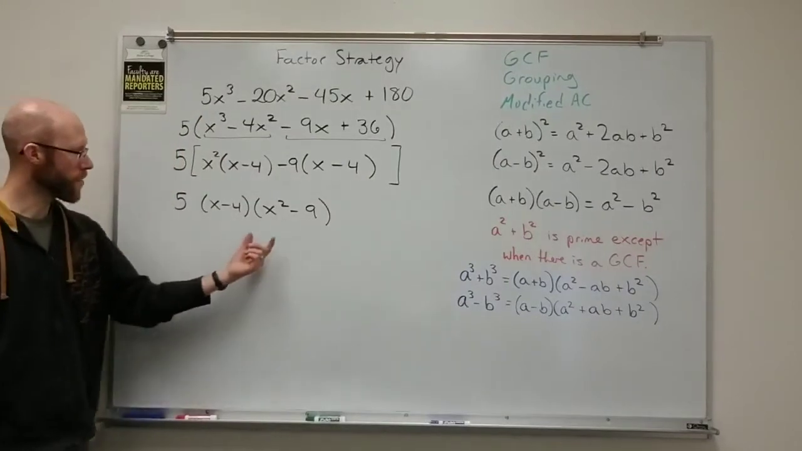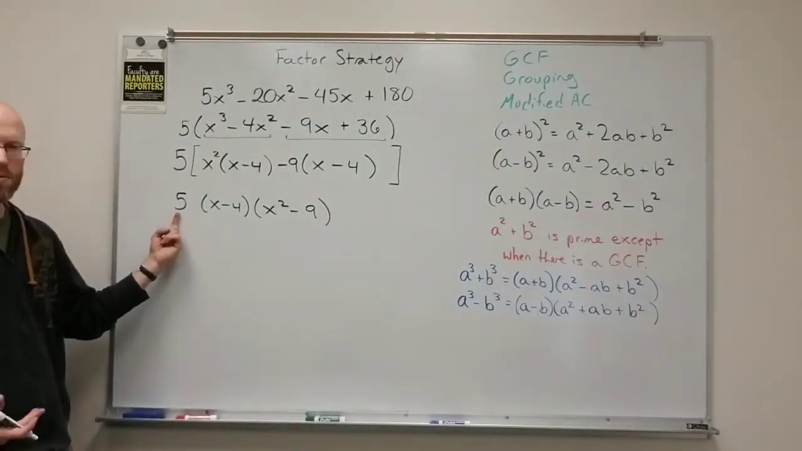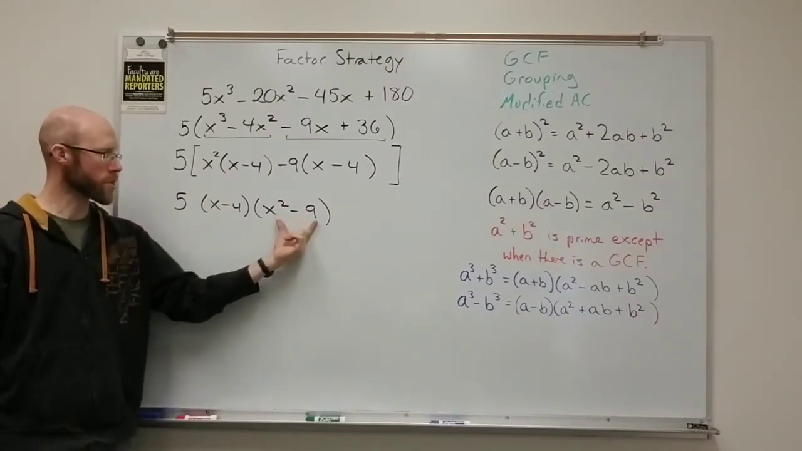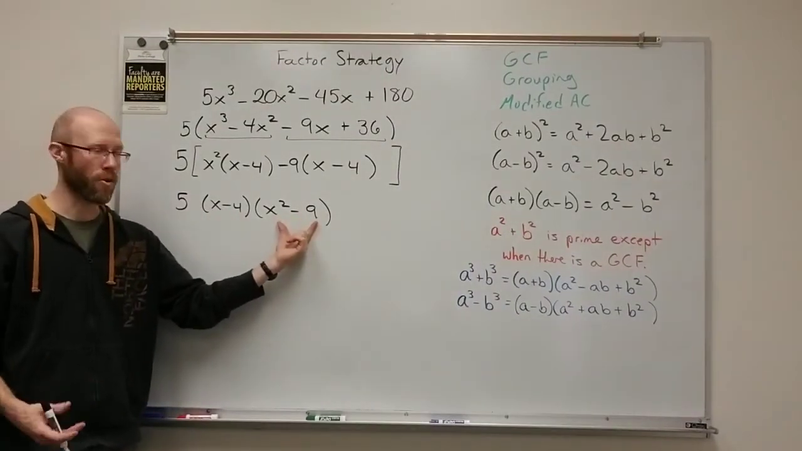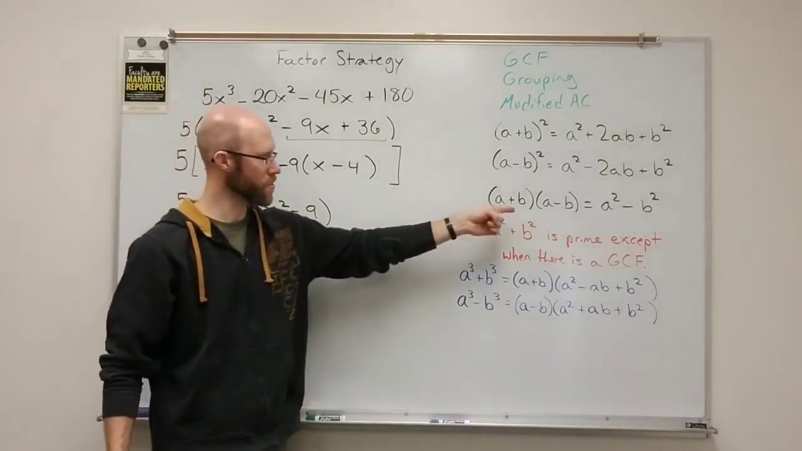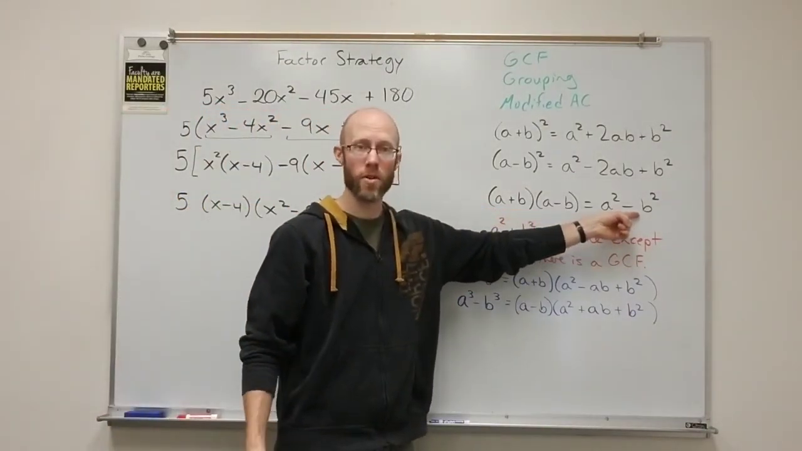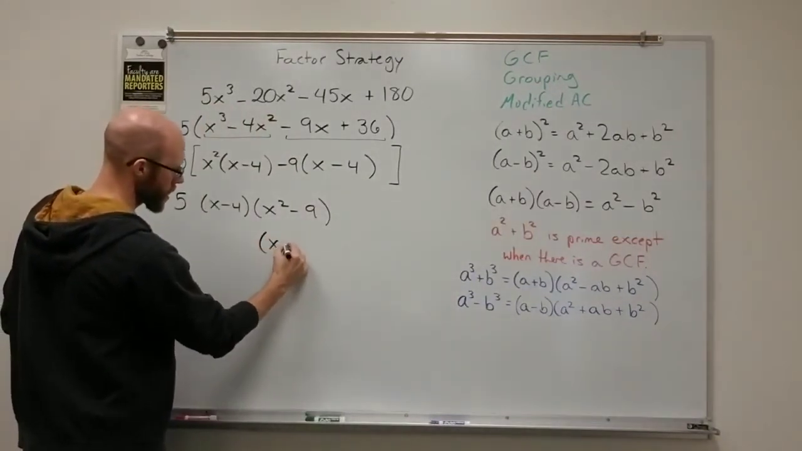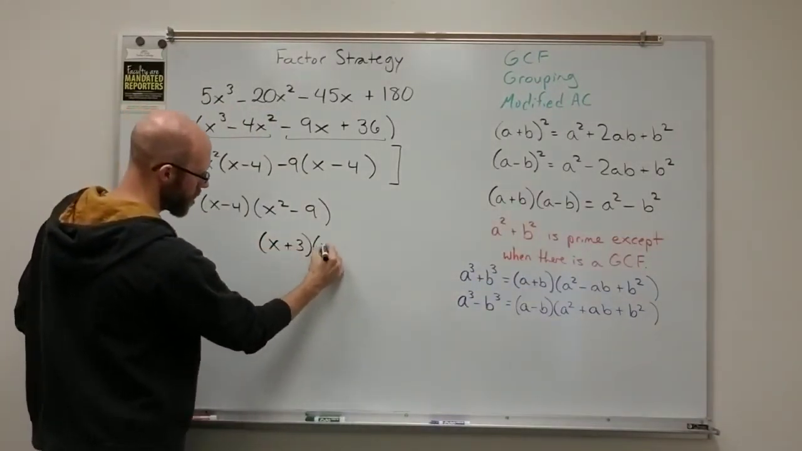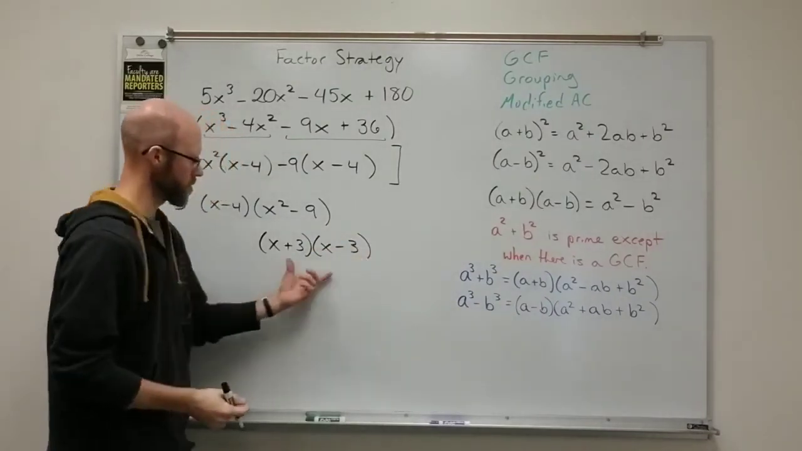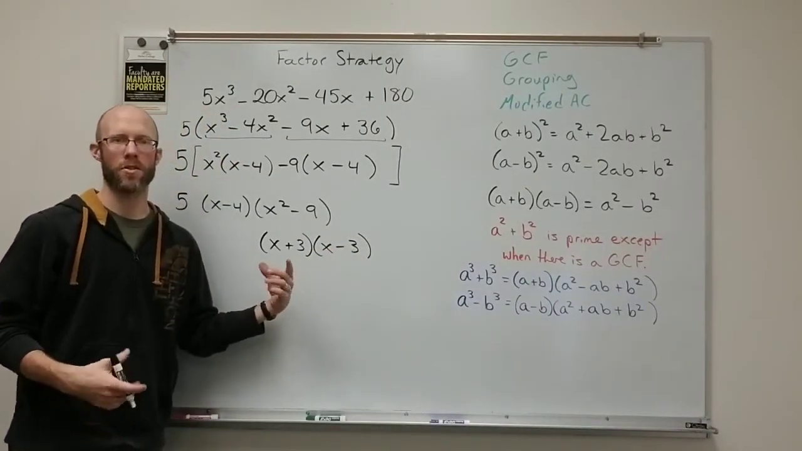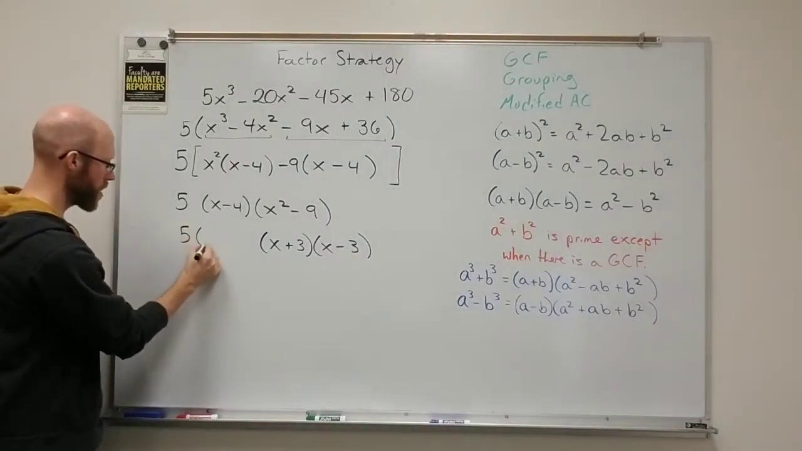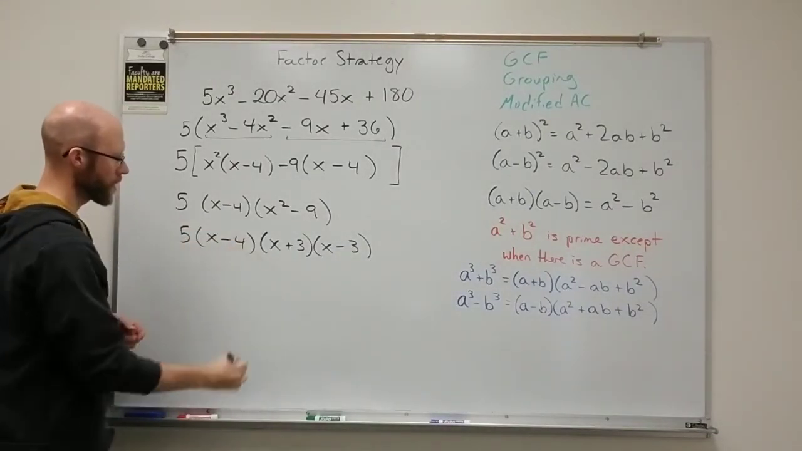Okay. And then I do notice that the 5 is prime, the x minus 4 is prime because it's linear. The x squared minus 9 is not prime because it follows the difference of squares formula. And so I can factor that further. It becomes x plus 3 and x minus 3. Hopefully you guys are getting the hang of those by now and can see those pretty quickly. And then the other two factors must come down and be included in the final answer.